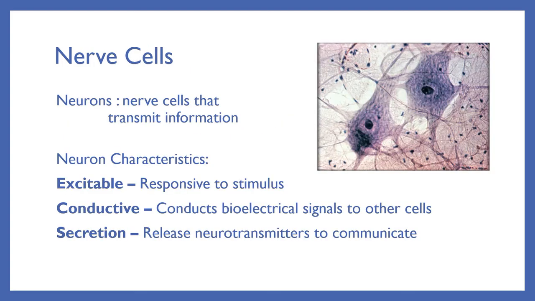The nerve cells that we're talking about are called neurons. These are nerve cells that transmit information. The characteristics of a neuron is that they are excitable, very responsive to any kind of stimulus. They are conductive. They can conduct bioelectrical signals to other cells. And they can secrete. This is where they release those neurotransmitters that we talked about, like acetylcholine, to communicate with other cells like the muscle cells.